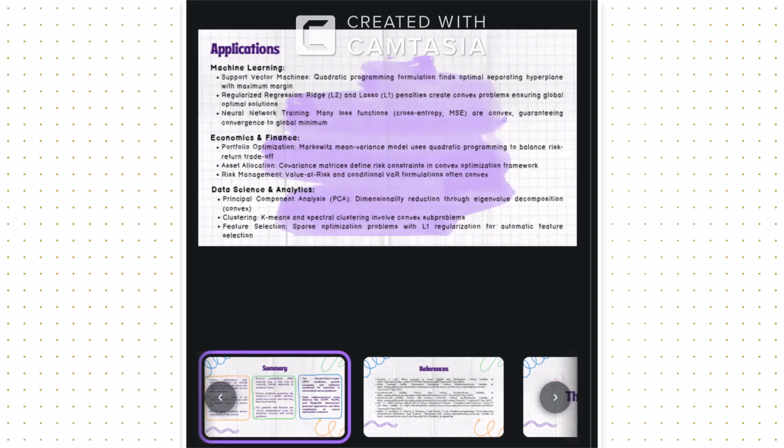Similarly, for clustering, K-means clustering is not fully convex, but subproblems like updating cluster centers are convex. Spectral clustering relies on convex eigenvalue decomposition for graph partitioning, and for feature selection, using L1 regularization like in Lasso creates sparse solutions which automatically eliminate irrelevant features while keeping the optimization convex.